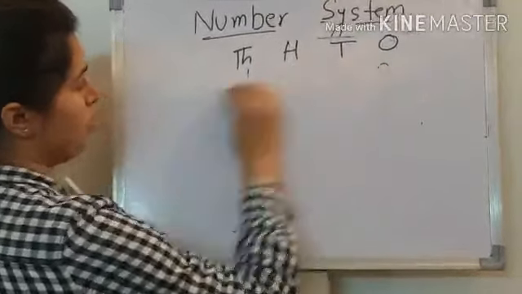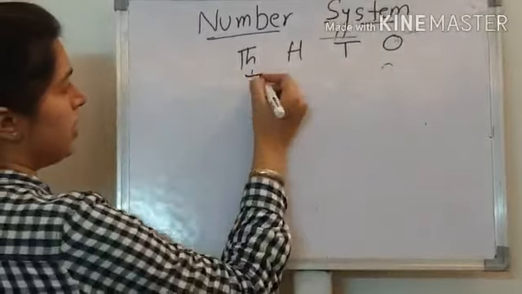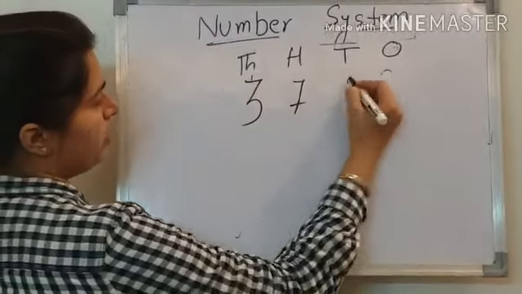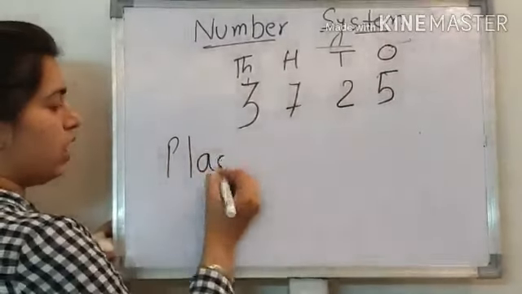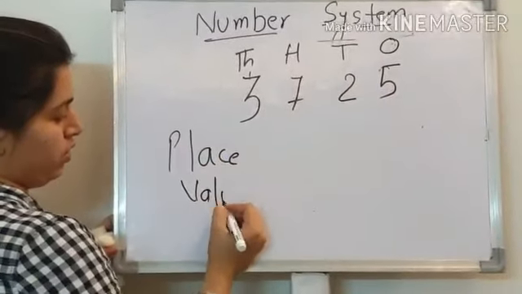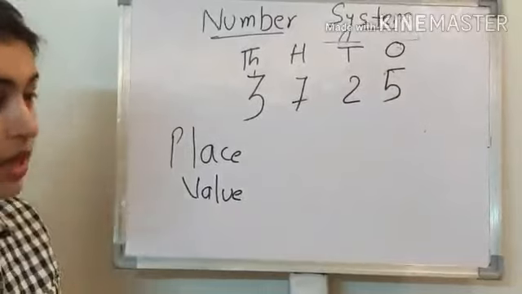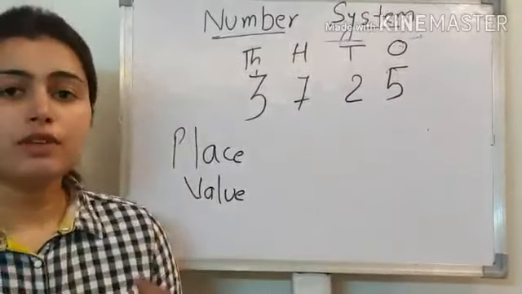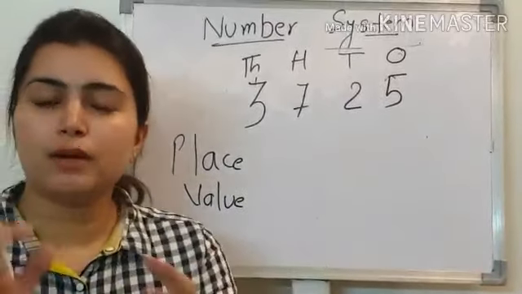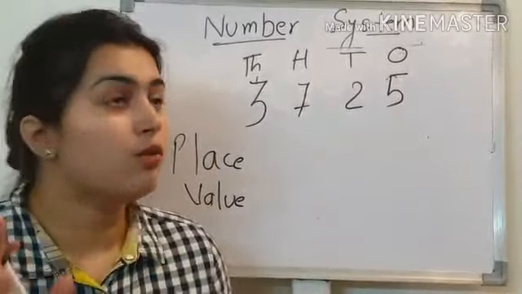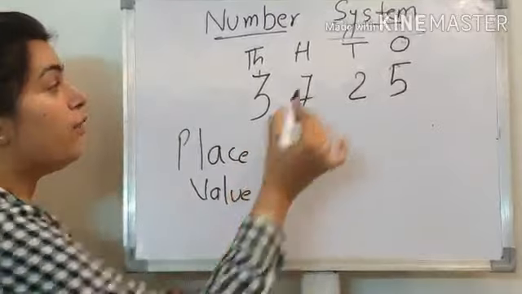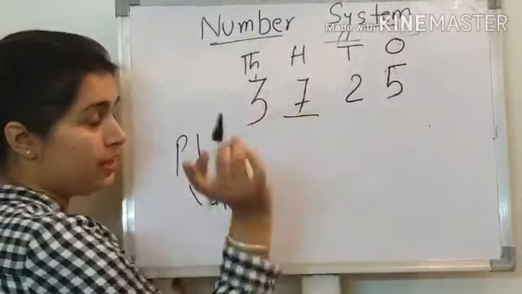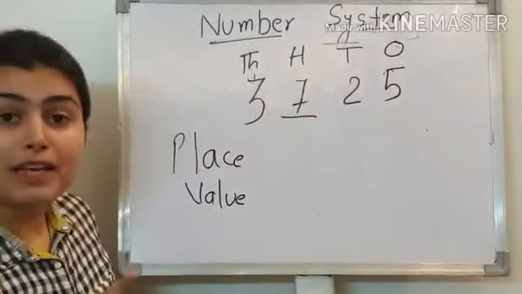I am changing the number also. Okay. Now the number is 3725 and you have to find out the place value. The second thing is place value. Now students, the question will come that you have to find out the place value of a particular digit. For example, suppose I have to find out the place value of digit 7. So what is the place value?